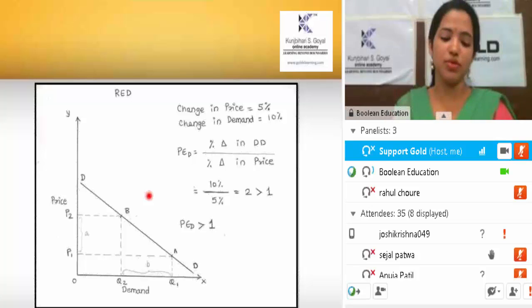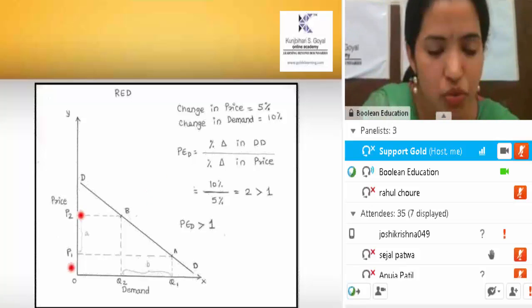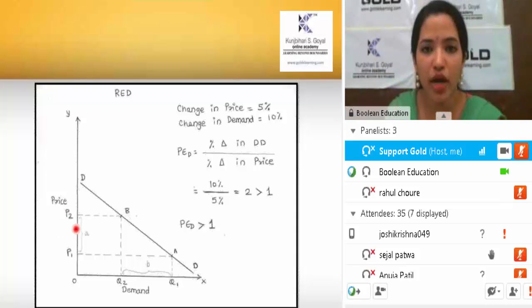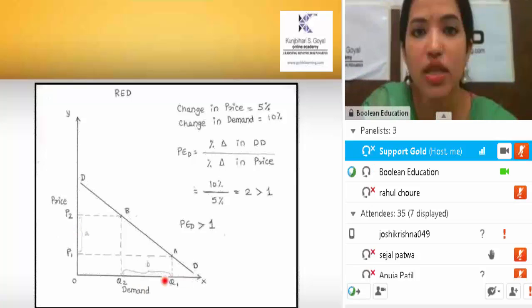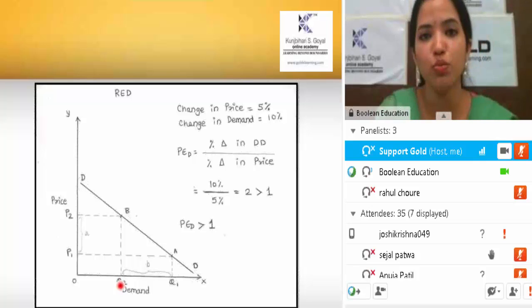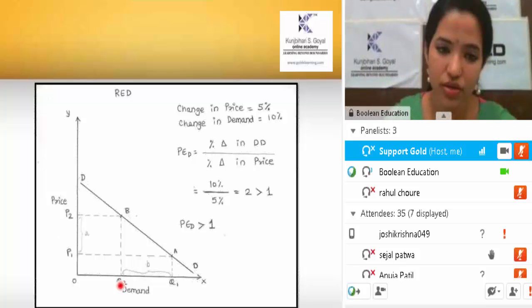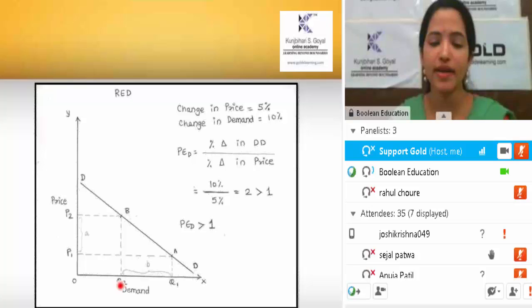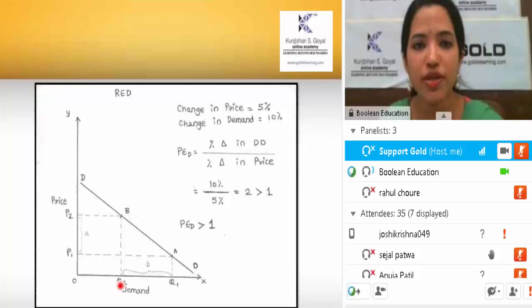Right, let's look at how this works numerically. Change in price by 5%. Can you see how much P1 to P2 changed? Just 5%. With that, in response, demand reduced, demand changed. How much was the change in demand? By 10%. How much did Q1 to Q2 change? 10%. Greater than 5%, more than 5%. Right, so let's put this in our formula: price elasticity of demand equals percentage change in demand divided by percentage change in price. How much is the percentage change in demand? 10%. Divided by the percentage change in price, how much? 5%. The answer is 2 here.